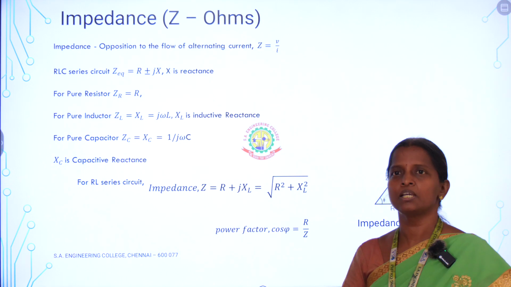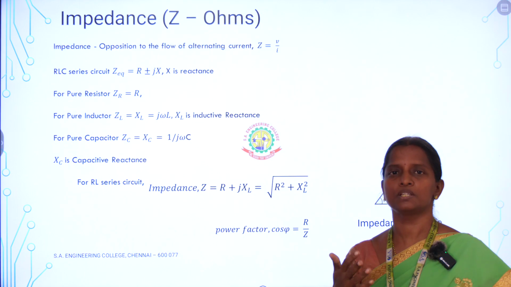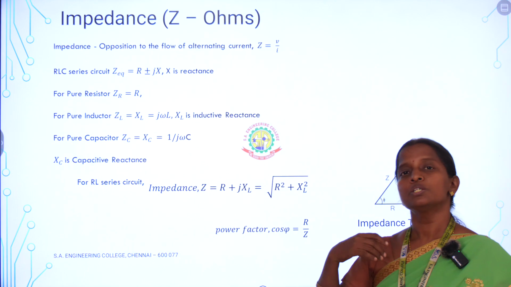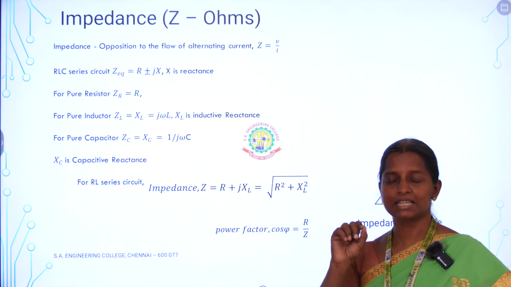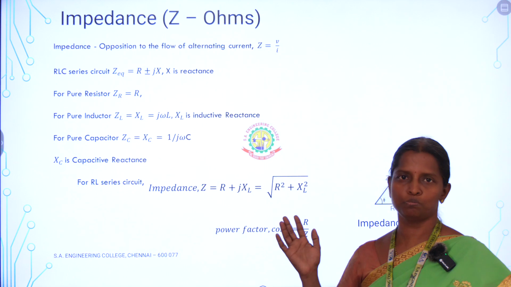That is impedance, nothing but the opposition to the flow of current. This is for the AC circuit only. That impedance is represented by the letter Z and the unit is the same as resistance, ohms.